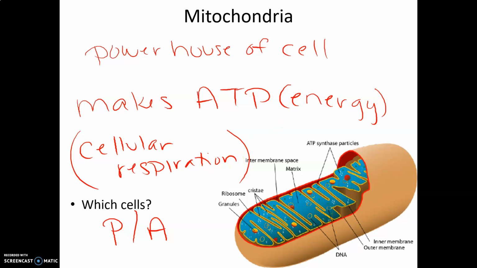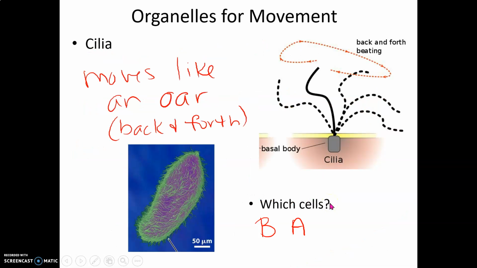You can think of this as the yang to the chloroplast, okay? So this would be almost the opposite. It will take in that glucose and then give off some other things. And you'll find these in plants and animals. So plants have chloroplasts and mitochondria. Animals have mitochondria. Similar to the chloroplast, again, it has its own DNA and ribosomes. It has a double membrane.